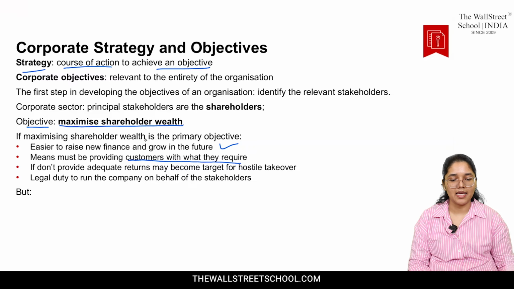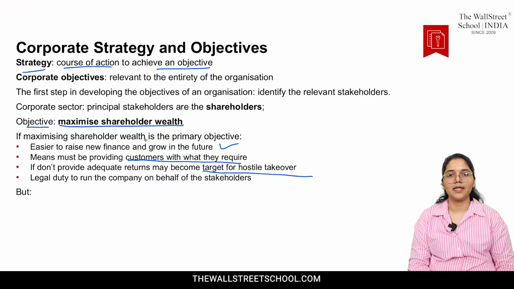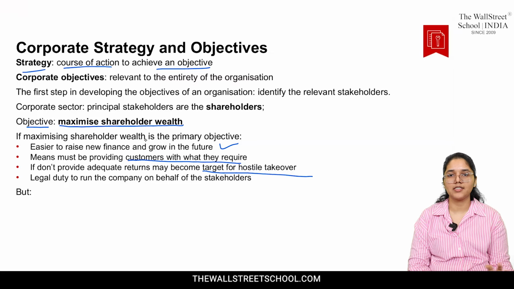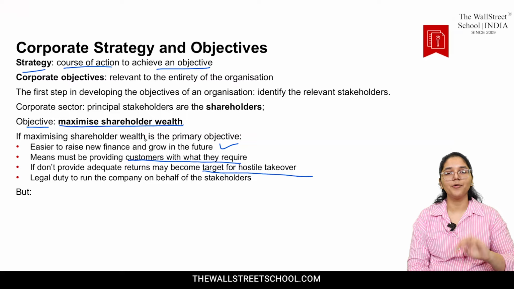The third bullet that you see is, if you don't provide adequate returns, you may become a target for hostile takeover. Now, what does this point mean? This means that if the shareholders are not satisfied with the returns that they are getting, then the company starts to lose its value. What happens when the company starts to lose its value? The people who have their eyes on your business, who never wanted you to succeed, or maybe who are looking to acquire you, who want to buy the company, are going to take your company over in a hostile manner. Hostile means nobody gets to know about this. It happens all of a sudden.